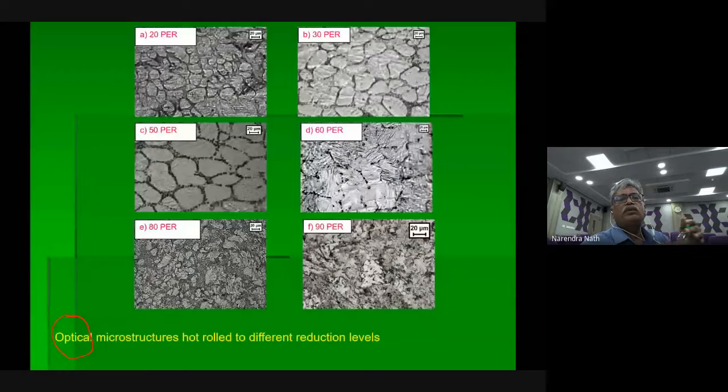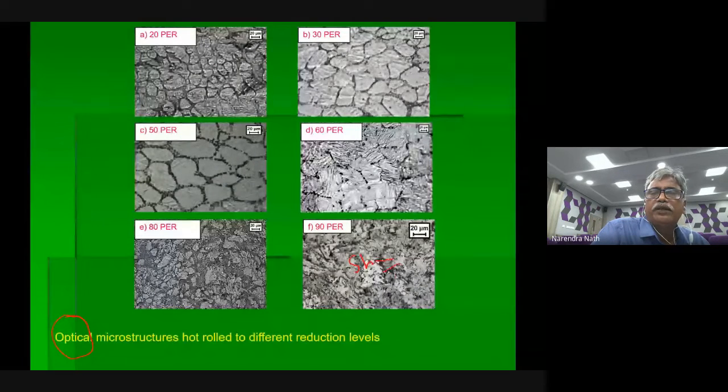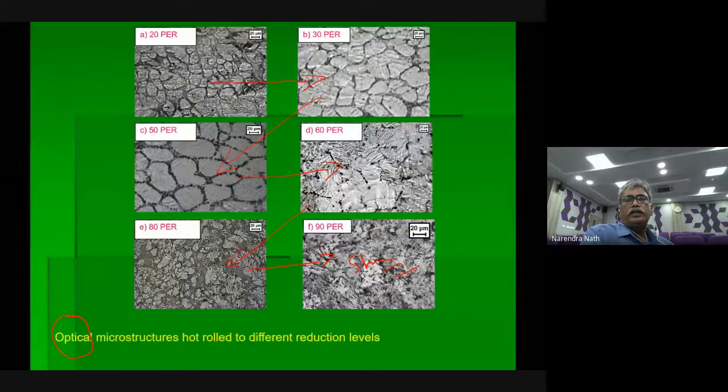This is actually different levels of rolling: 20%, 30, 40, 50, 60, 80, and 90%. You can see here from A to F how the structure is fine-tuned, how the structure is transforming with rolling. Each structure has its own unique beauty and its own transformation temperature. So for different applications, I can use 20% for one transformation temperature, and for another transformation temperature, I can use 30%. So nicely, you can see how much the structure changes.